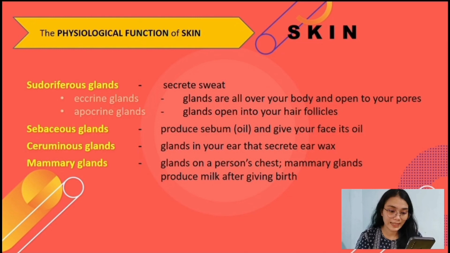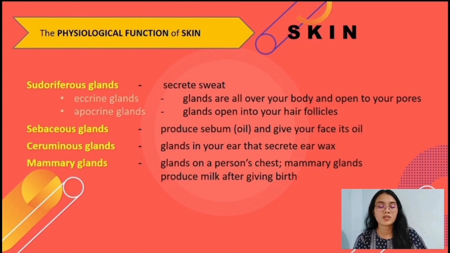Sa ceruminous glands, these are the glands in your ear that secrete earwax. And also lastly, the mammary glands. These are the glands on a person's chest in people assigned female at birth, or the AFAB. Mammary glands produce milk after giving birth. So mogawas rin ni siya nga gland, mag-excrete rin siya kung maburos ang usa ka babae.